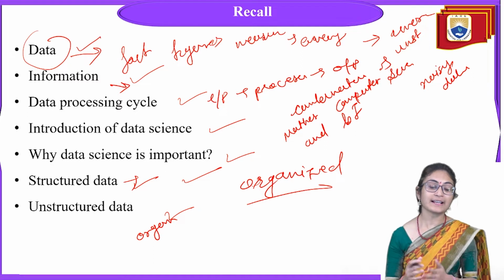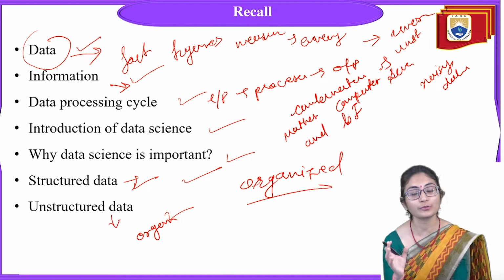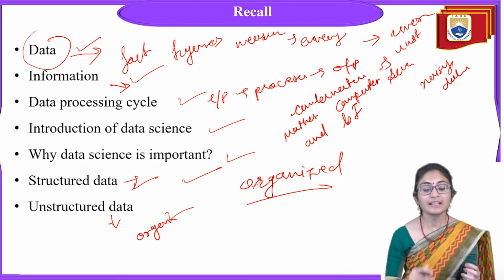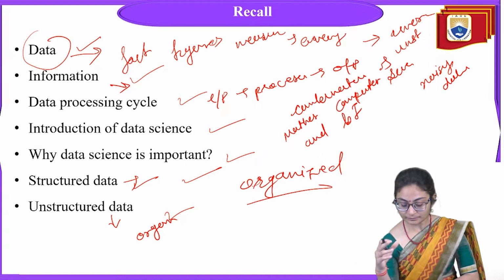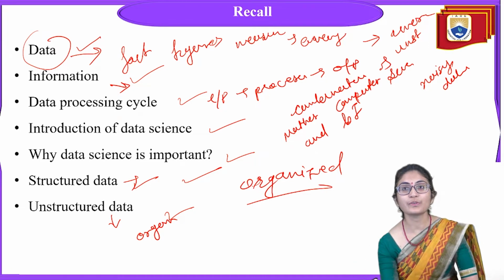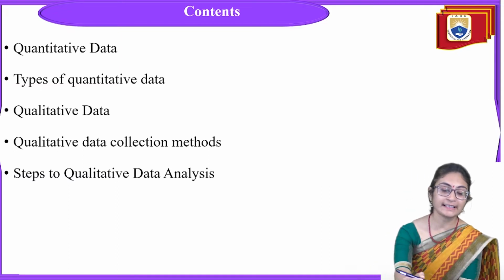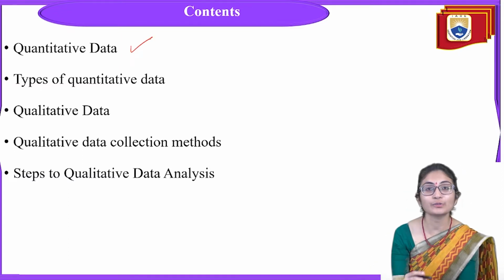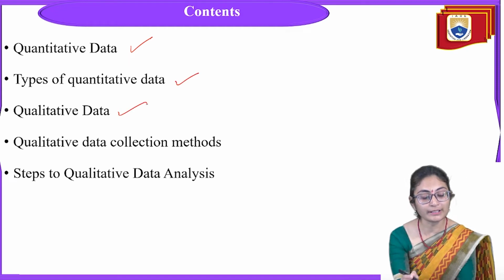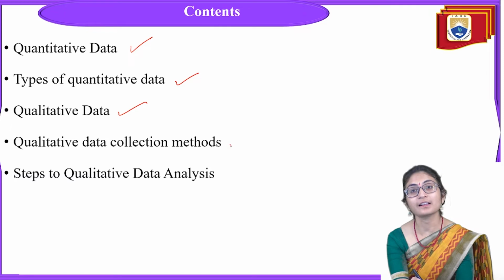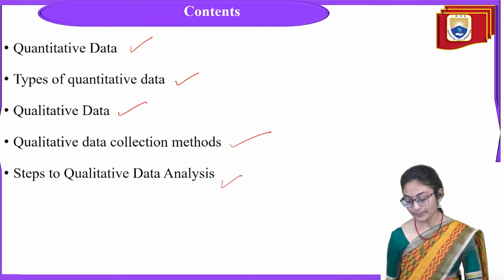After that, we have seen unstructured data. In unstructured data, it will not follow any rule, it will not follow any structure; the data is just in the unstructured format. Now we will move towards our topic, which contains quantitative data, types of quantitative data, qualitative data collection methods, and steps of the data analysis.